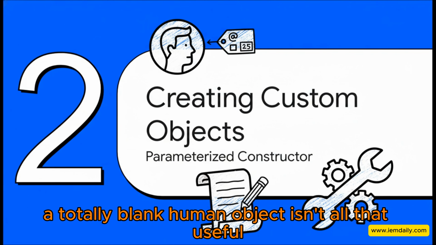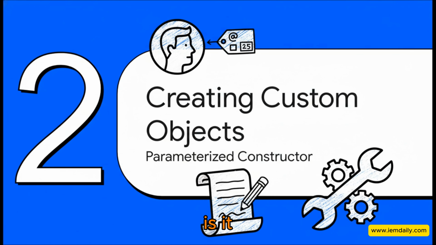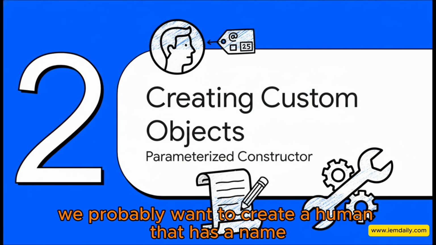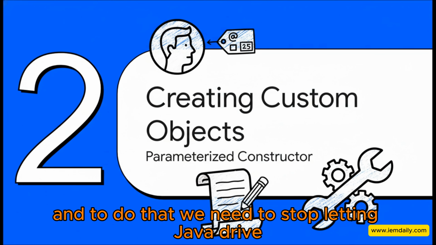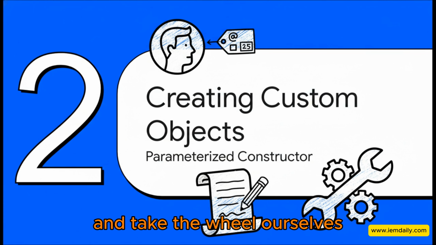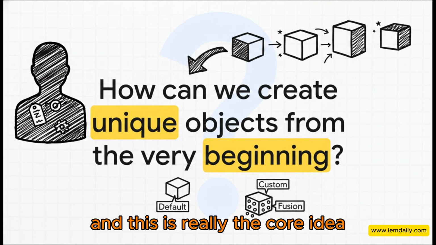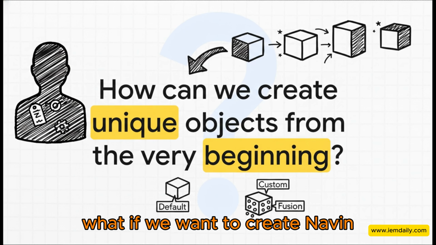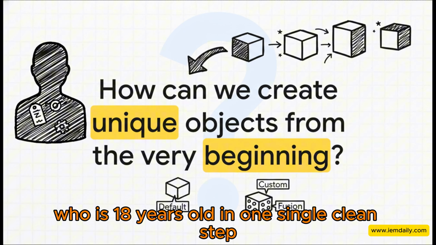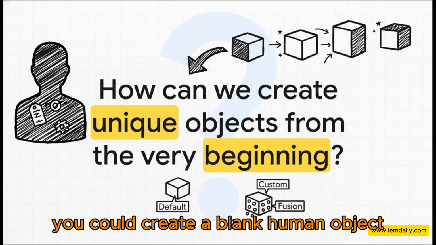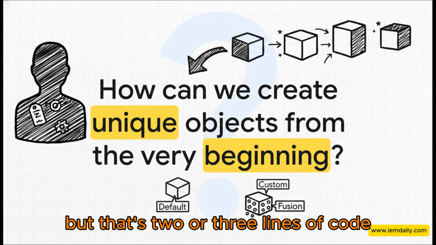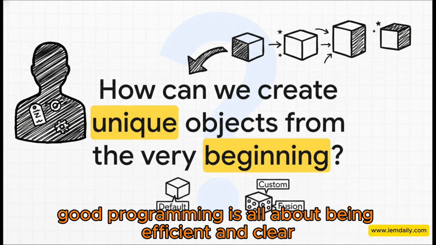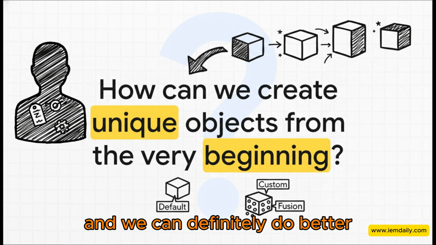Okay, but that freebie constructor creates a new problem for us. A totally blank Human object isn't all that useful, is it? We probably want to create a Human that has a name and an age right from the very beginning. And to do that, we need to stop letting Java drive and take the wheel ourselves. And this is really the core idea. What if we want to create Naveen, who is 18 years old, in one single clean step? Now, sure, you could create a blank Human object and then call setter methods to set the name and age, but that's 2 or 3 lines of code. Good programming is all about being efficient and clear, and we can definitely do better.